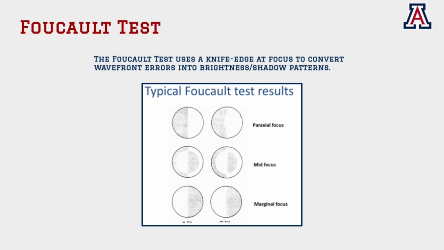Now I'll go over the Foucault test portion of the lab. The goal of this test is to use a knife edge placed at the focal plane of the lens to turn tiny wavefront errors into brightness and shadow patterns that we can see.